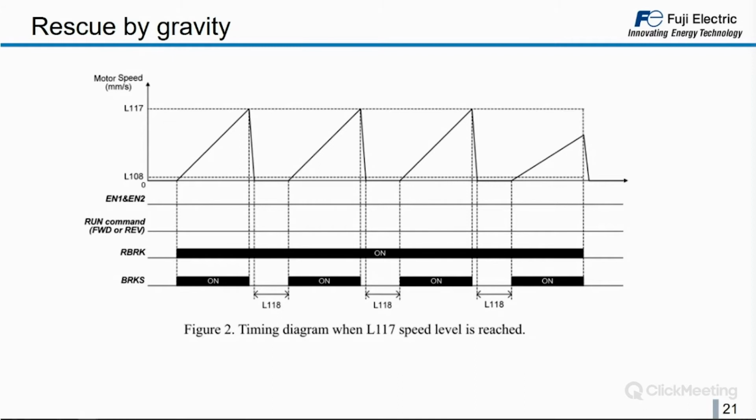The other option is that we reach the L117 speed limit. This means that the lift is moving too fast under this gravity condition. What the inverter is going to do in order to keep the lift speed under a certain safety level is close the brake, wait a certain time until the mechanics are settled, and open the brake again. So the inverter will do this movement of opening and closing the brake until, again, we have reached the floor level. So basically, this is how this function is working.